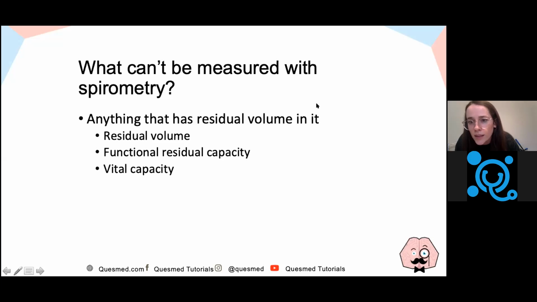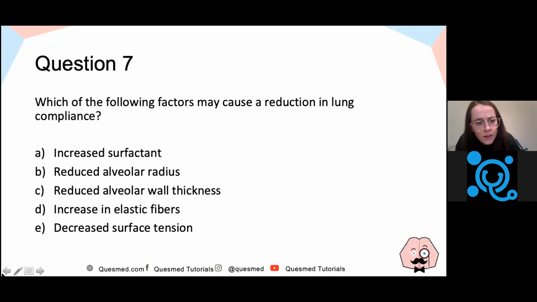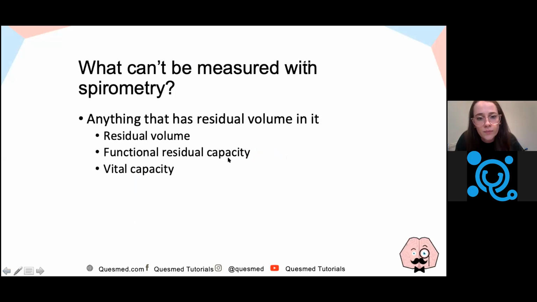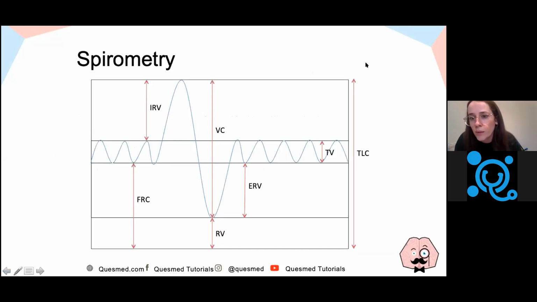Yes, vital capacity is inspiratory reserve volume, tidal volume, and expiratory reserve volume. Yes, that's correct. Why can't you measure vital capacity? I mean total lung capacity. So it's total lung capacity, functional residual capacity, and residual volume. So it's just anything that has residual volume in there.